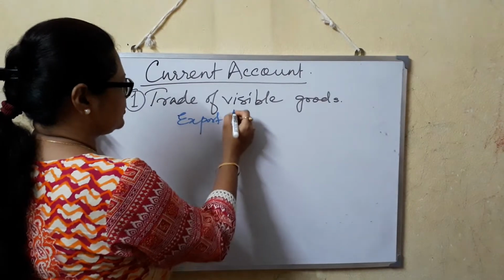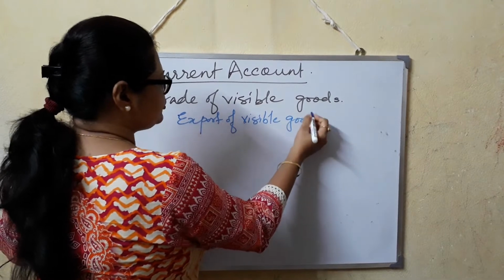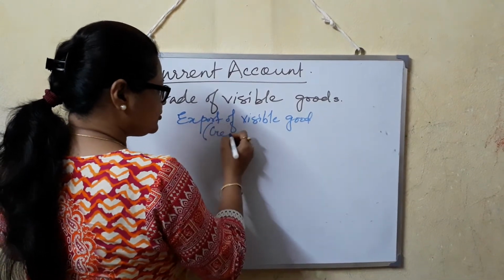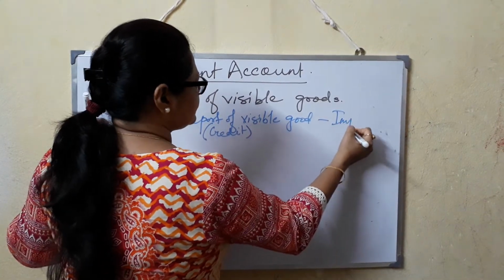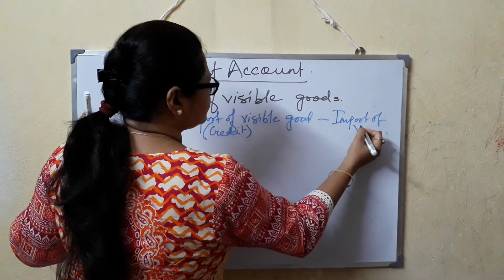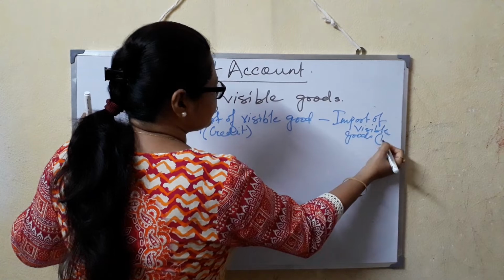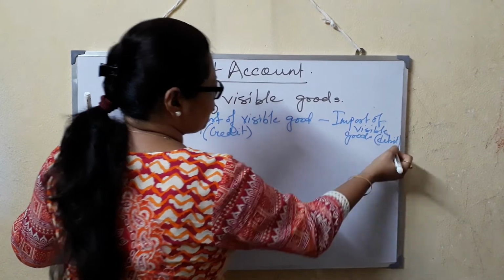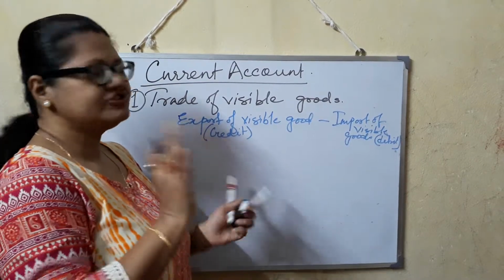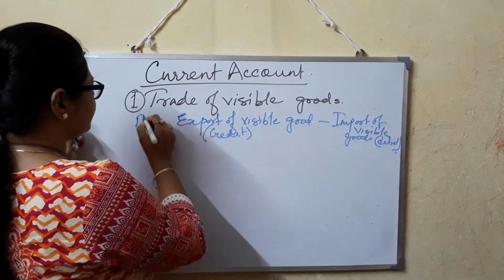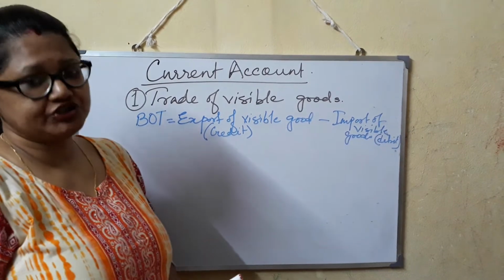Export of visible goods, which is our credit, because it is export, so there is an inflow, minus import of visible goods, which is our debit. Import means we are giving away the foreign currency, in exchange we are buying the visible commodities. So this is actually termed as balance of trade, that is BOT.